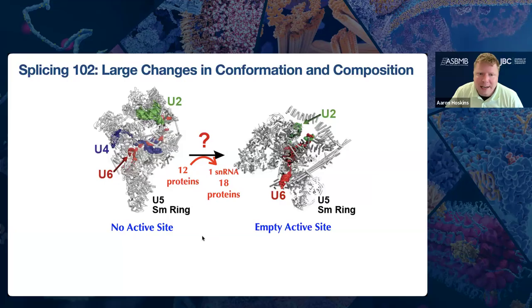To give you an idea of the rearrangements, during formation of the spliceosome active site, we go from the structure on the left to the structure on the right, and at first pass, they don't really look a lot like one another. That's because there's a very large number of proteins associating and dissociating during this stage. But ultimately, you go from a complex that completely lacks an active site to a complex that has an active site. It just doesn't have the substrates correctly docked into it yet. And that's the process of activation.